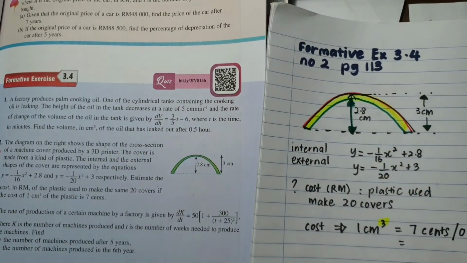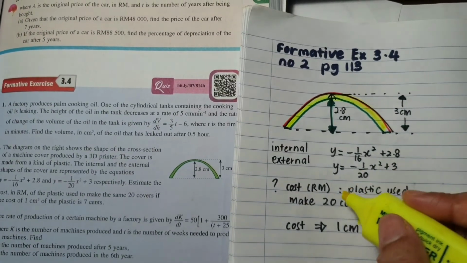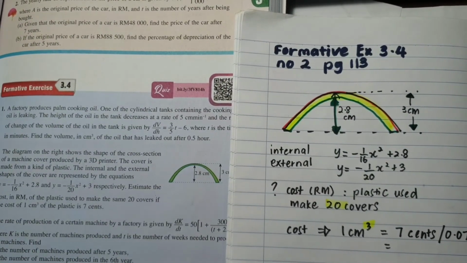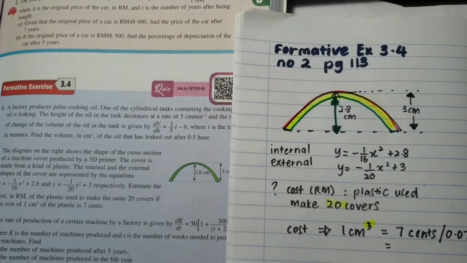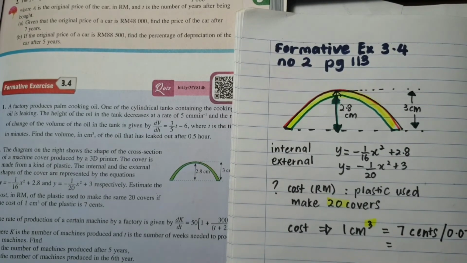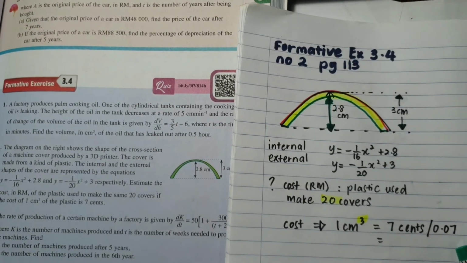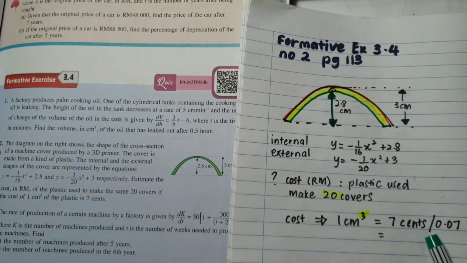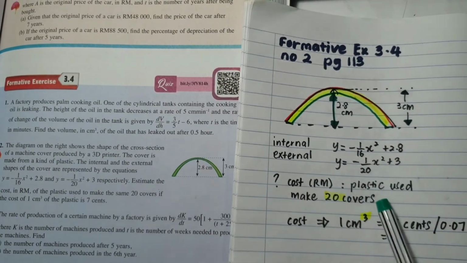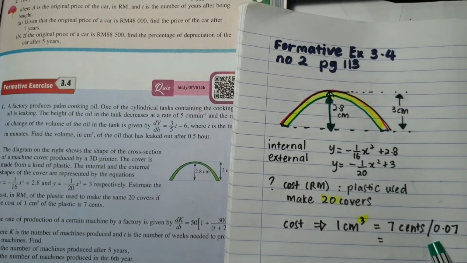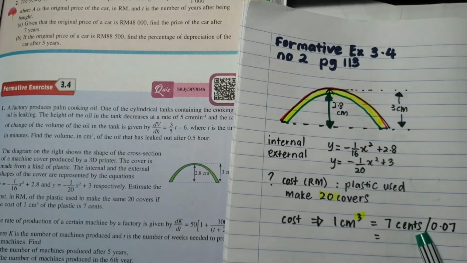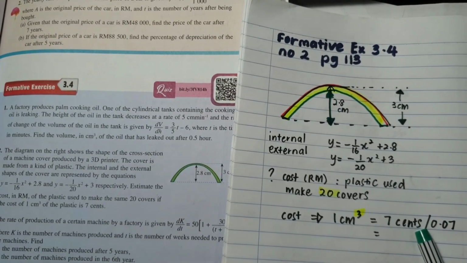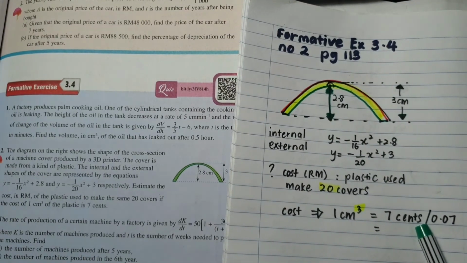Okay, once you get the volume, then you need to times 20, because we want the volume for 20 machine covers. Once you have the volume of the plastic filament used to make 20 machine covers, then you can times by 0.07, because you know for 1 cm3 the cost is 7 sen. So get the volume first, times 20 to get the total volume, then times 7 sen, because you want the cost of the plastic filament used to make 20 machine covers.